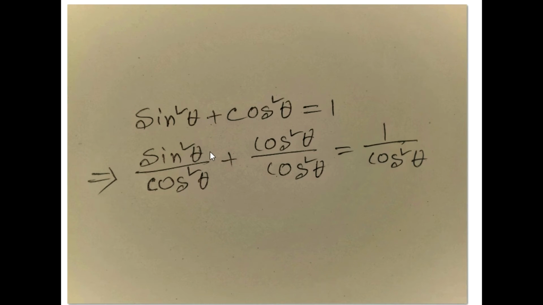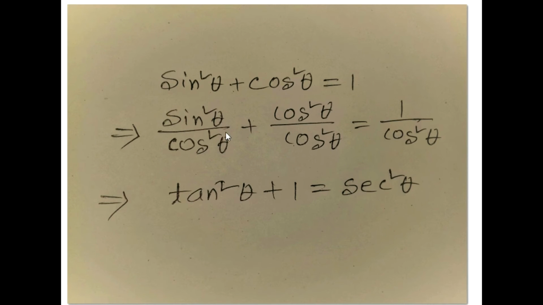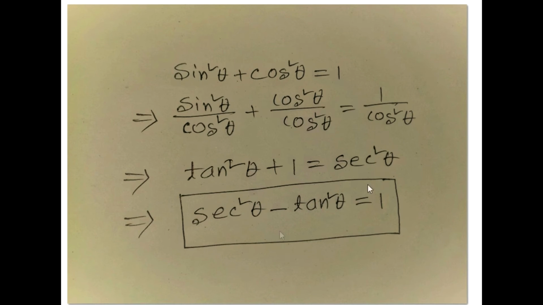Now we divide both sides by cos squared theta. Sin squared theta divided by cos squared theta gives tan squared theta, because tan theta is equal to sin theta by cos theta, plus cos squared theta by cos squared theta, which equals 1, and 1 divided by cos squared theta is equal to sec squared theta. Now this can be written as: sec squared theta minus tan squared theta equals 1. So we get the second outcome.